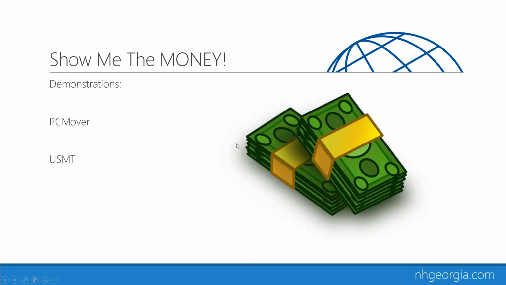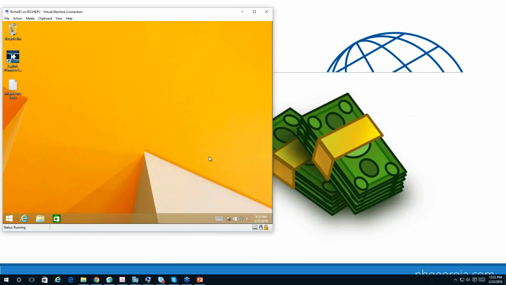So let me show you the money. Let me show you how this works. There are two virtual machines that I've got set up here. Let me go ahead and hit my Alt-Tab. This is my Windows 8 machine.